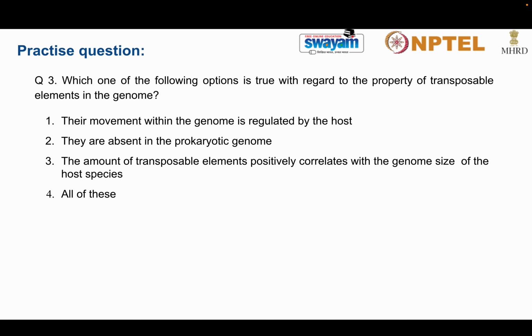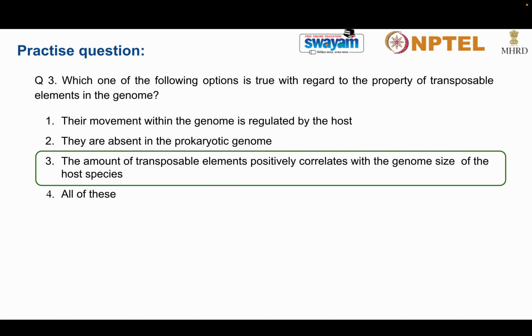Now let's see what the correct answer will be. The correct answer is option number 3, which is the amount of transposable elements positively correlates with the genome size of the host species, which means that if there are more transposable elements, then the genome size will be larger. So that's why it indicates the positive correlation.